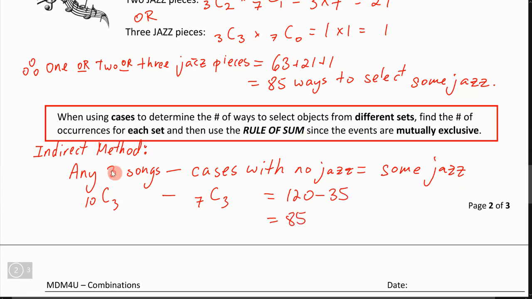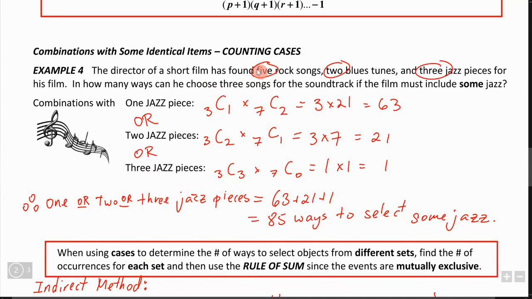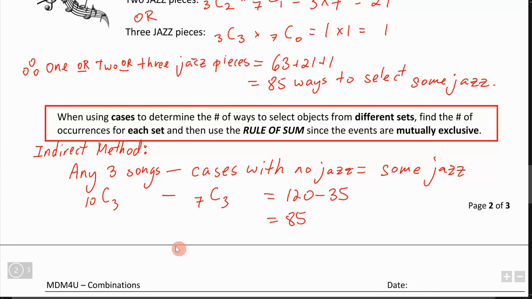Okay, so this is the 10 songs. We're choosing 3 of them. Subtract the other 7 songs. The other 7 songs are the 5 rock and the 2 blues. So those 5 rocks and 2 blues, choosing 3 of those instead of any jazz will give me this result. So 85 ways to select some jazz. Same answer as the direct method.